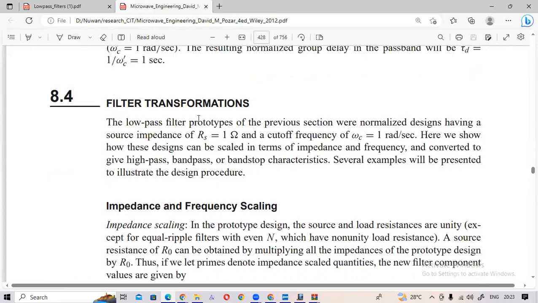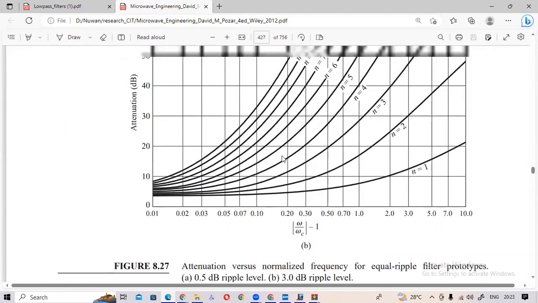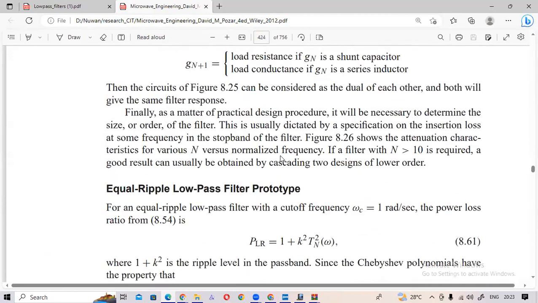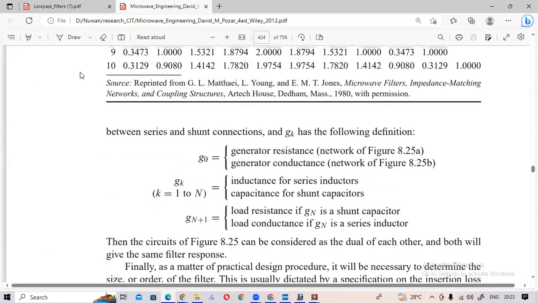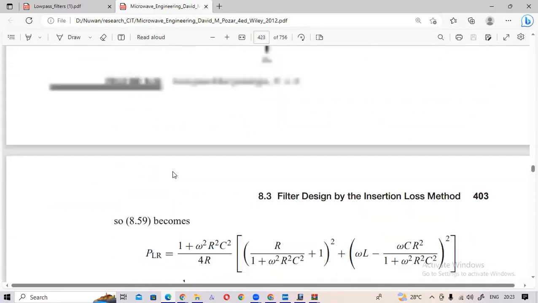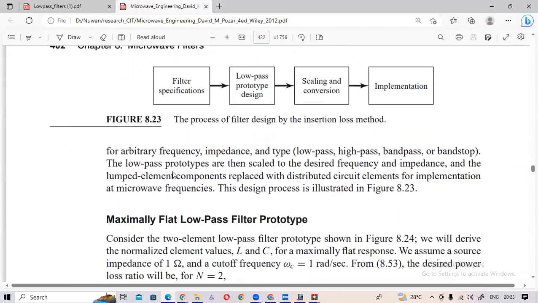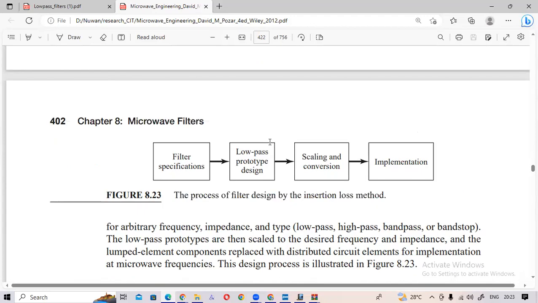Yeah. So you can see that here the low pass filter design is there. Okay. Low pass filter is designed there. I think our method is this one. We are going to use this method actually. Yeah, we are using this method, okay. Insertion loss method, okay. We are going to use this method for our design, okay.